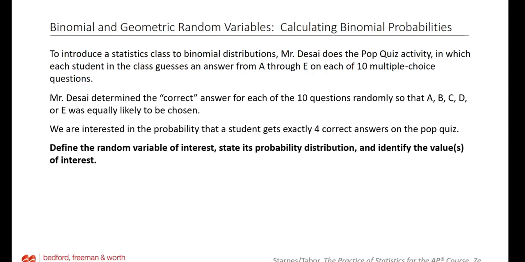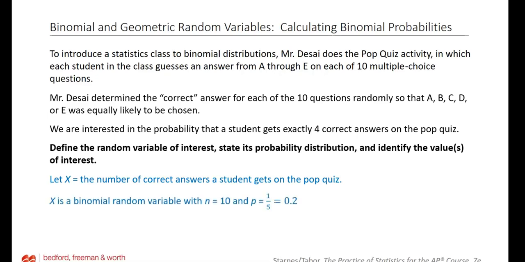Each question seems independent of the previous one. There's exactly 10 questions. There's a set number of trials, so n is 10. The probability of success here would be 1 out of 5. There's 5 answer choices. They're all equally likely. So p is 1/5. X is the number of correct answers. So you want to say that in words there. X is the number of correct answers a student gets on a pop quiz. We're counting that, right? We want to get 4 correct answers out of 10. So that's what we're counting there.